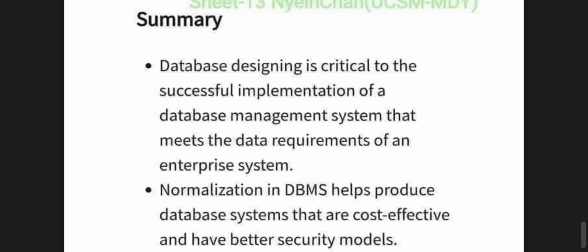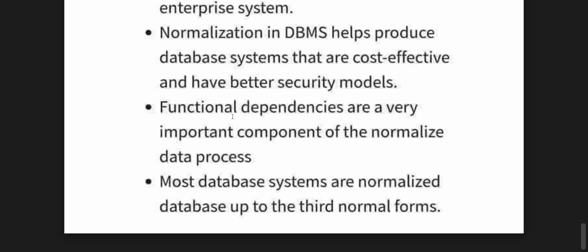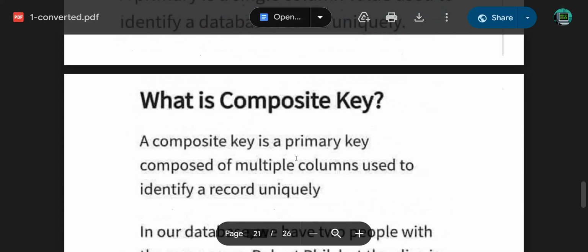Database design is critical to the successful implementation of a database management system. That means meeting the data requirements of the enterprise system. Normalization in the DBMS helps to produce database systems that are cost effective and have a better security model. Functional dependencies are a very important component of the normalization process. Most database systems are normalized up to the third normal form.